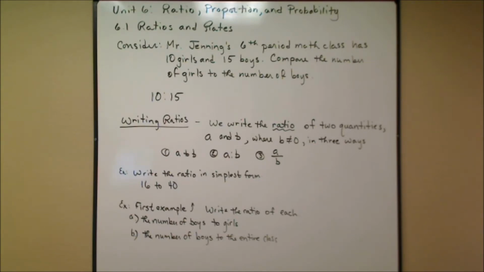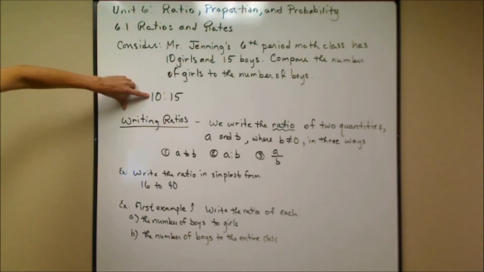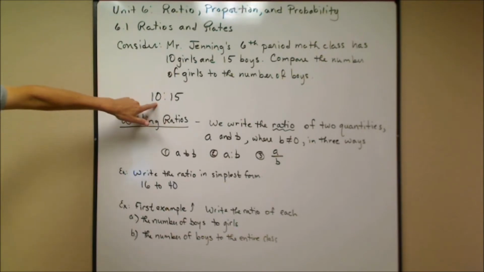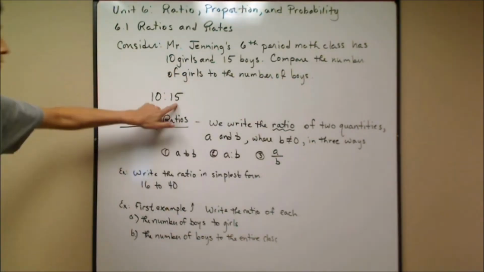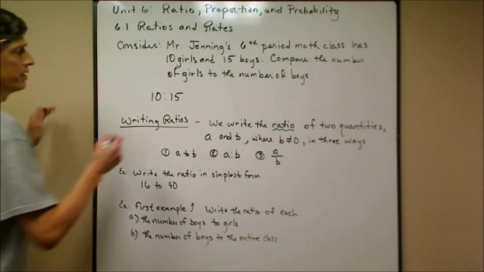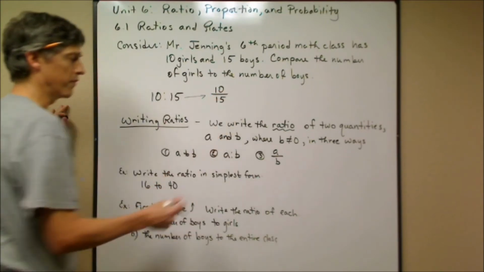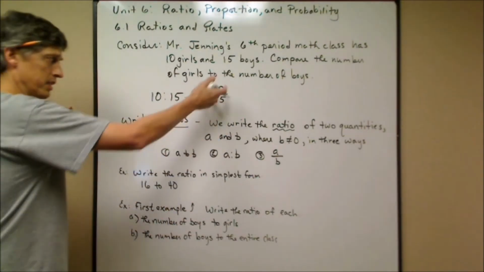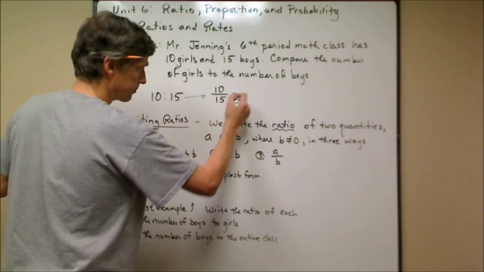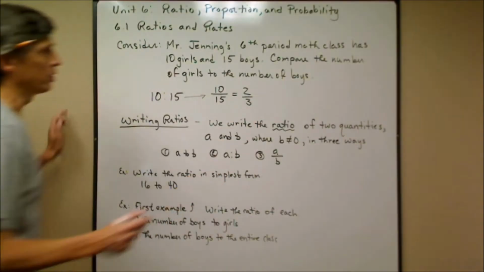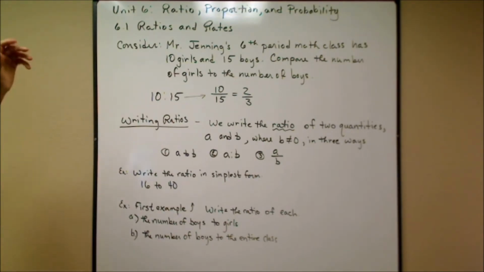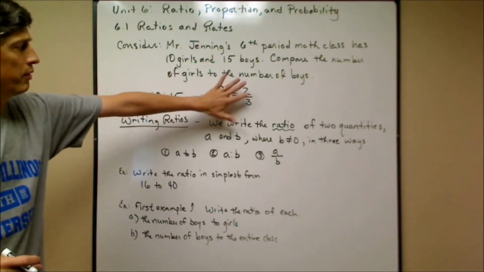All right, consider Mr. Jennings' 6th-period math class. It has 10 girls and 15 boys. And I want to compare the number of girls to the number of boys. So one way that I've written it right here, I wrote a colon in between. 10 girls, that was listed first, and then boys, 15 there. But we also write this as a fraction, 10 over 15, because in a fraction, we're probably a little bit more inclined to say, hey, I can divide top and bottom by 5, 2 to 3. So the ratio of girls to boys in Mr. Jennings' 6th-period class would be 2 to 3 in simplest form.